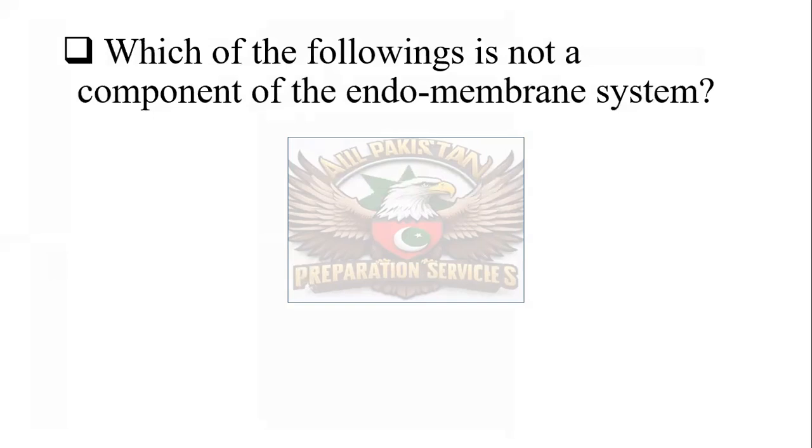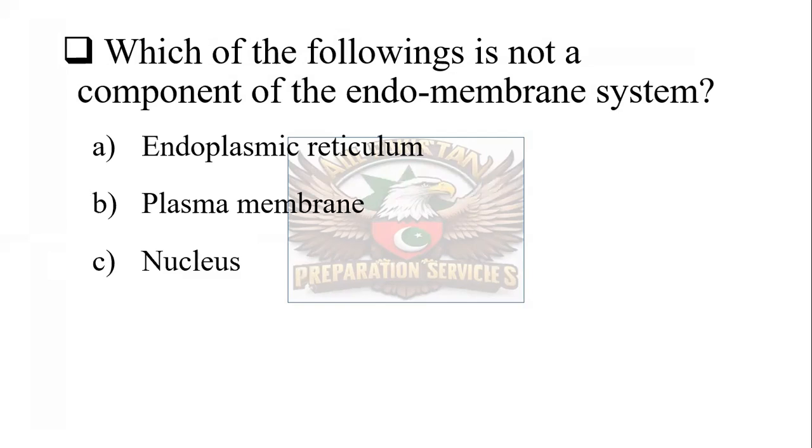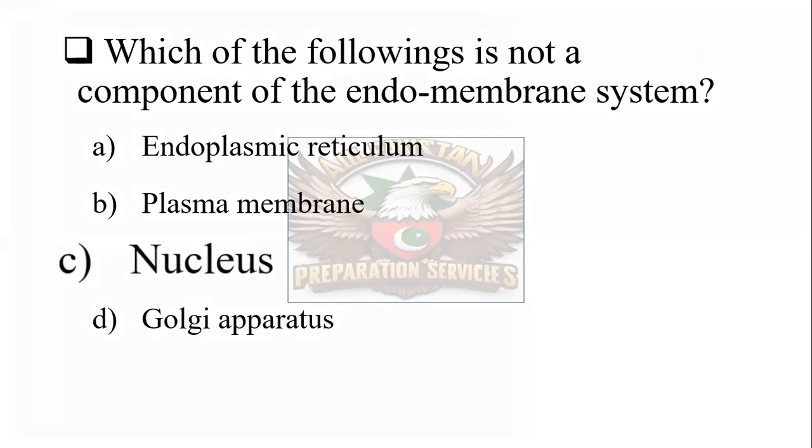Which of the following is not a component of the endomembrane system? Endoplasmic reticulum, plasma membrane, nucleus, or Golgi apparatus. The correct one is nucleus. Nucleus is not a component of the endomembrane system.